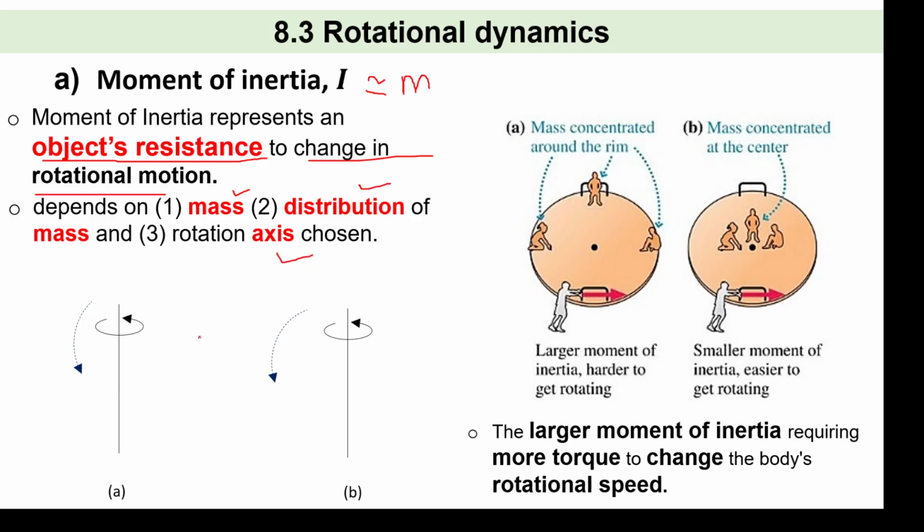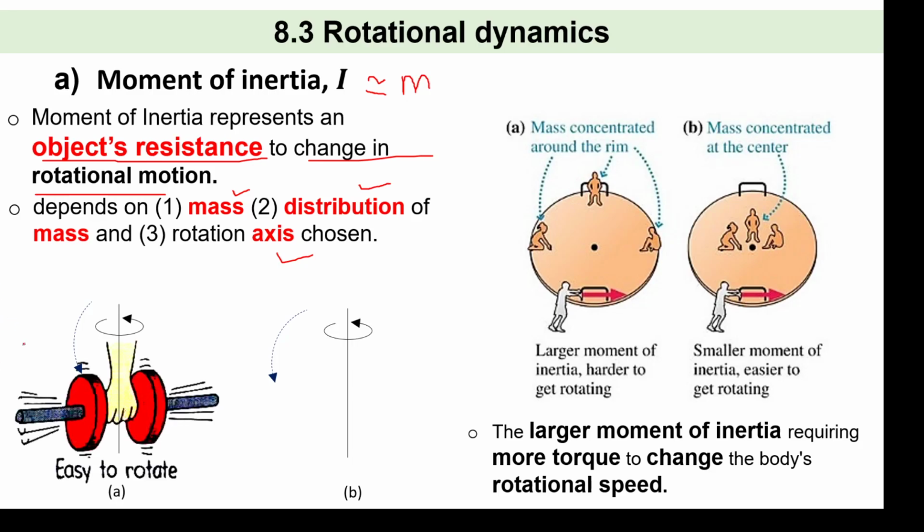So for example, let us see example A. This is easy to rotate. Why is this easy to rotate? Because you have a mass here, and the distance from the hand towards the mass is very short. Let me just state that the moment of inertia I is the summation of m, the mass, and the radius squared. So if the radius is small, and assuming the mass is constant, the moment of inertia is low, so it's easier to rotate.